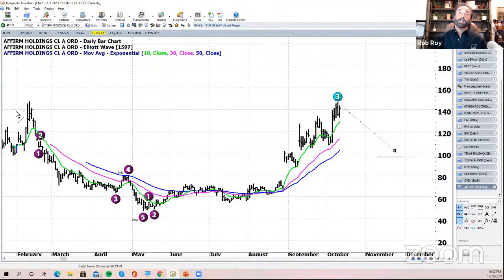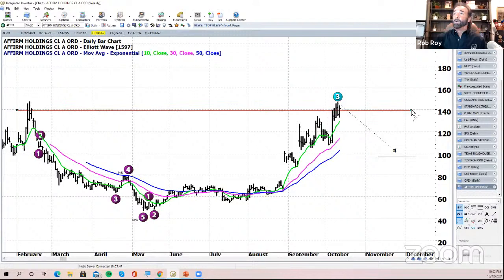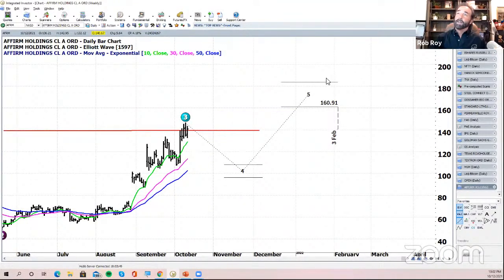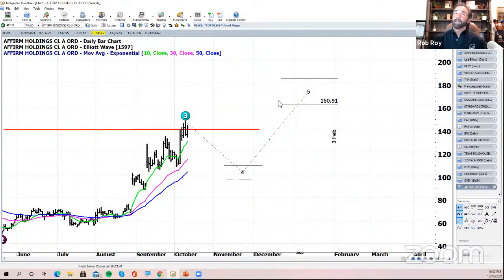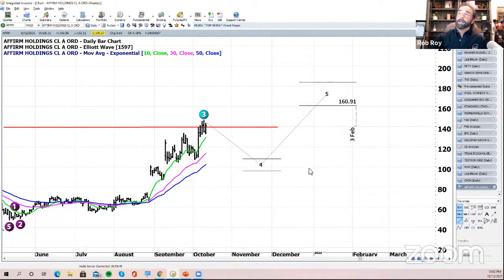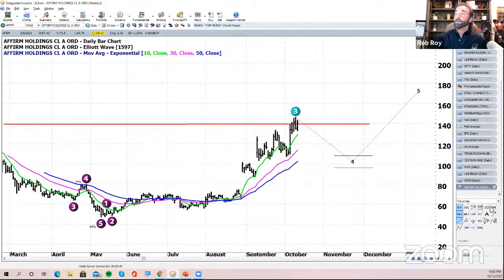And look here. So this is an easy one, right? 140 is the key. So if it can break above that, yeah, I think it goes to 170 easy. And if you get to 170, you're going to get that tractor beam to bring it all the way up to 200, likely, I think. But we got to get above 140 first.